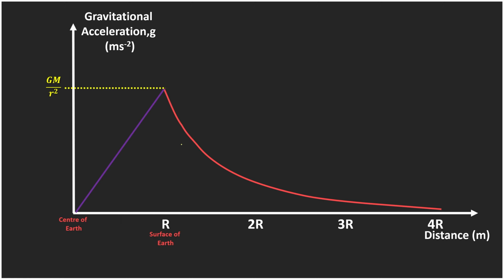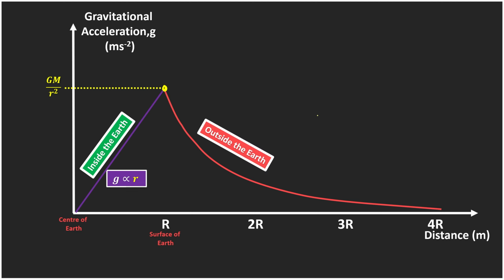So this is a very important piece of information that you will need to remember: when we are inside the Earth, which is below the surface of the Earth, this relation is directly proportional. Once we arrive at the surface or beyond it, this becomes inversely proportional to the square of the distance from the center of the Earth.